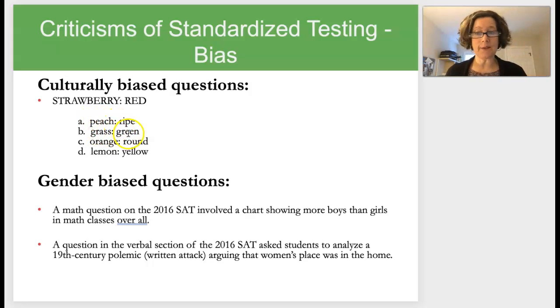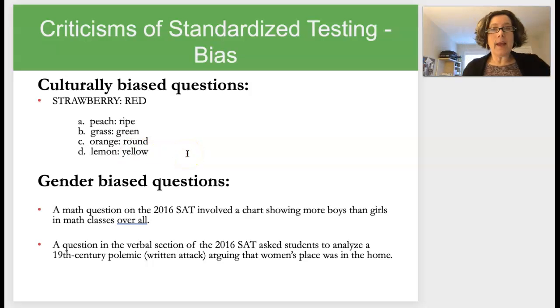Peach is to ripe, grass is to green, orange is to round, lemon is to yellow. Okay, so it seems fairly straightforward. It would be D. Lemon, which is a fruit, is to yellow, which is a color. However, if you are Latin American, the fruit called limón is actually green.